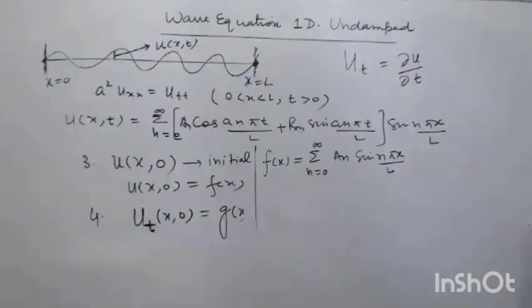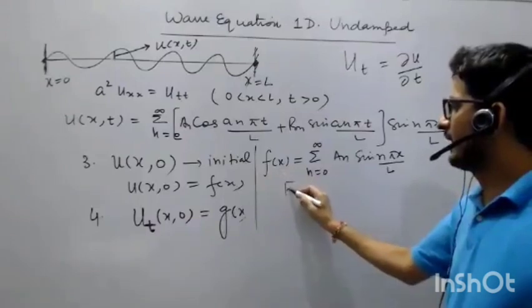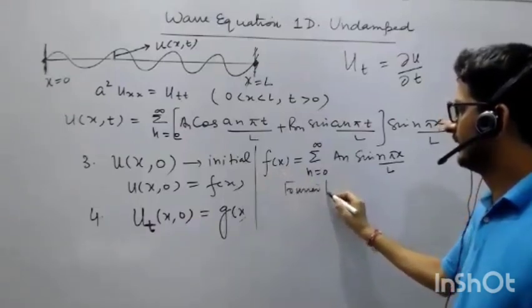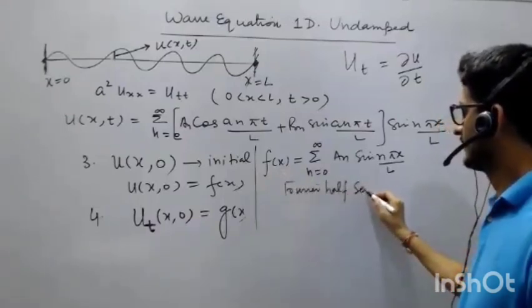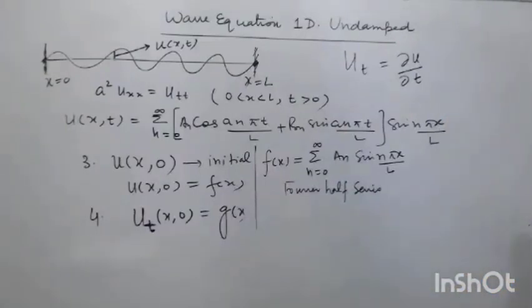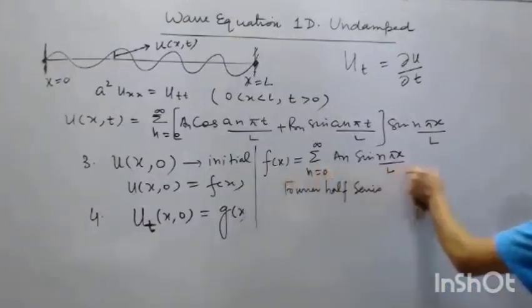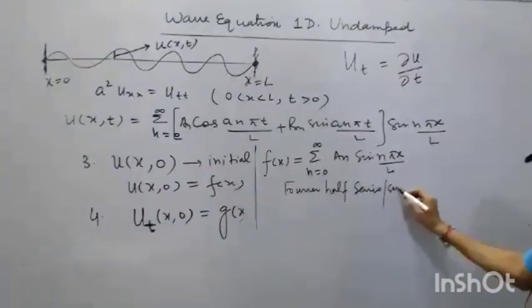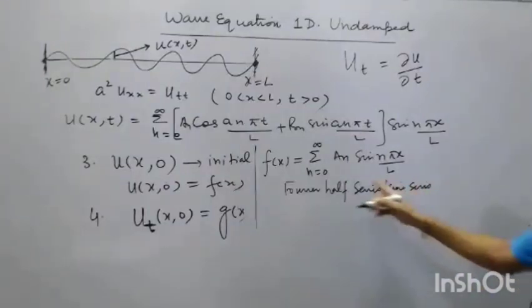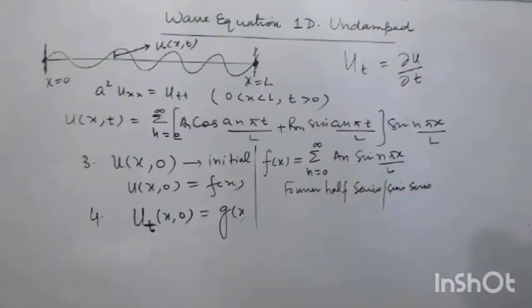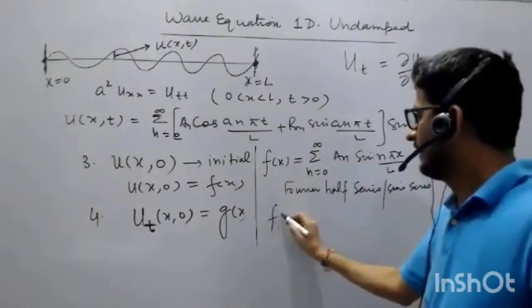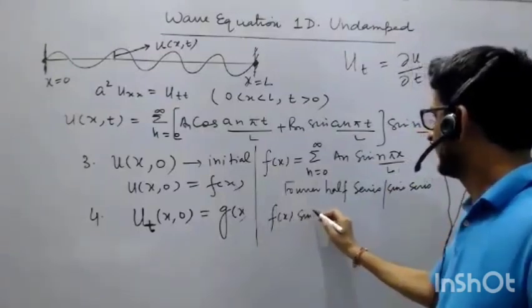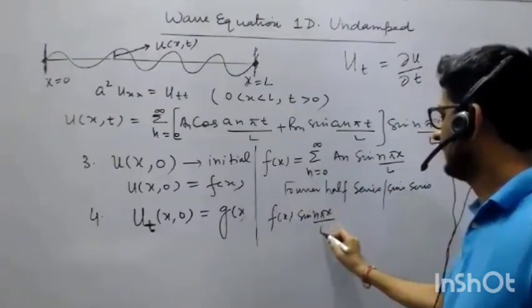I have not taught it yet, but this is actually the Fourier half series. No problem, just note down the name. This is Fourier half series. Can you see that? f of x is written in the form of a sine series, also called the Fourier sine series. Sine series. And I want an.